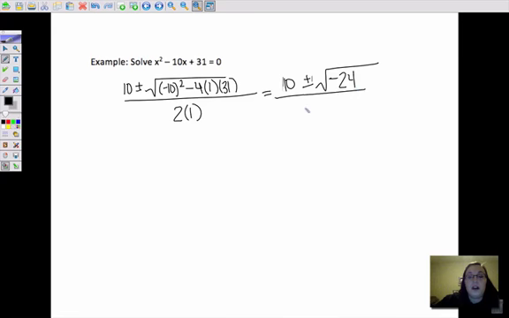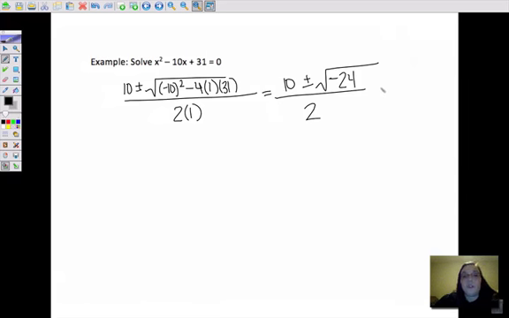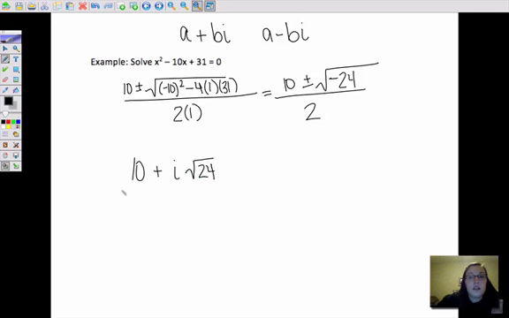That's how we know we're going to have a non-real answer, because you cannot take the square root of a negative and have a real solution, okay? And so what I'm going to do here is we're going to practice a couple things. So first of all, I'm going to make this a number with i. My goal here is to have it of the form a plus bi and a minus bi. Okay, so I'll have 10 plus i root 24 divided by 2.